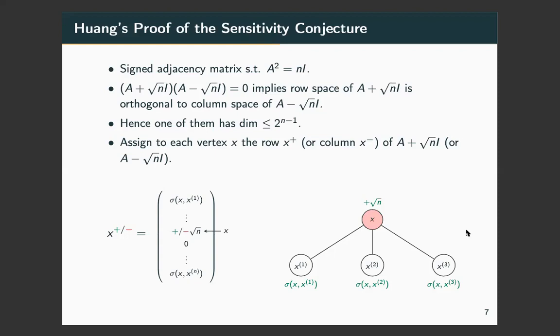Recall that Huang's theorem states that if we have more than 2 to the n minus 1 vertices of the hypercube, then the induced subgraph on these vertices has a vertex of degree at least square root n. Since the subspace spanned by x plus vectors has dimension at most 2 to the n minus 1, and since we have more than 2 to the n minus 1 vertices in the subgraph, the x plus vectors corresponding to the vertices in the subgraph have a linear dependency.